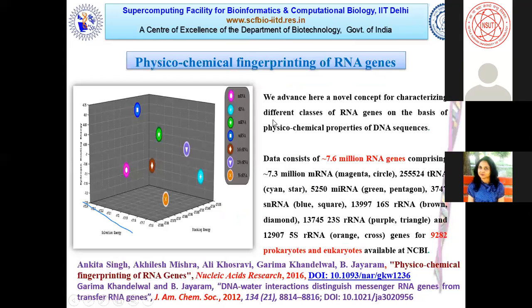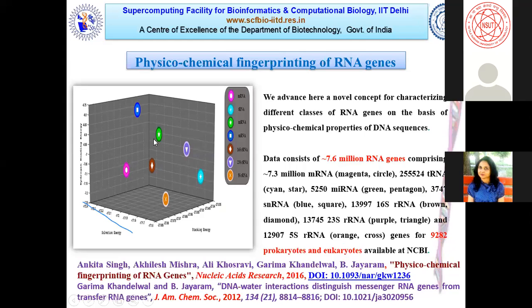More interestingly, this is a story of 7.6 million RNA genes, and these RNA genes are coming from mRNA, tRNA, microRNA, small nuclear RNA, ribosomal RNA of different kinds, right? There are big ones, small ones, etc. Various types of RNAs.